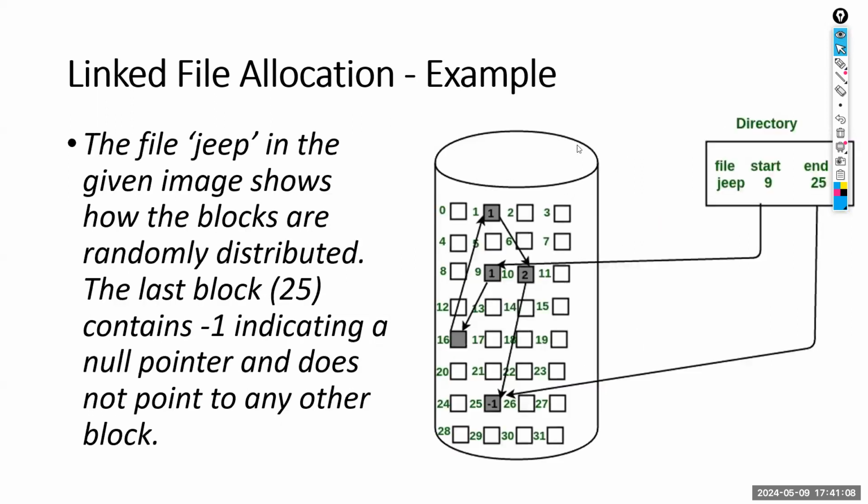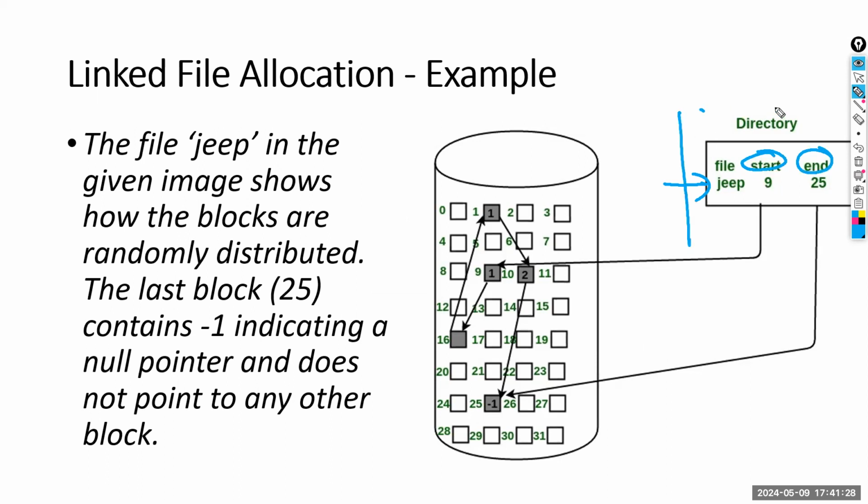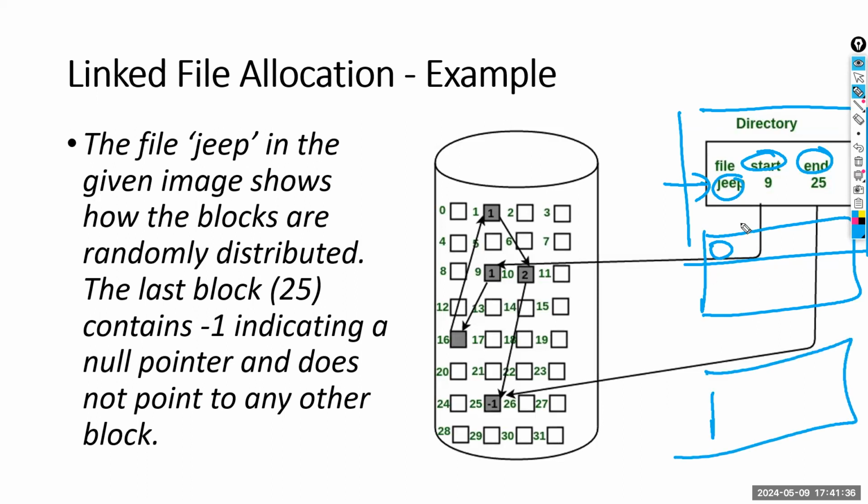So this is how you visualize it. Okay, so this is, say, the file allocation table for one file called Jeep. It just keeps track of what is the start block and what is the end block. Right, so the start block according to this one. This is what your operating system keeps track of for this particular file. Then for another file, there will be another. If you have 100 files, you have 100 such records. Say the Jeep file starts at the 9th block and ends in the 25th block.